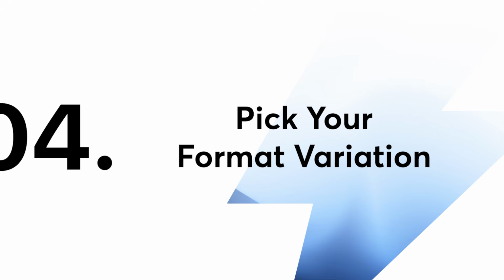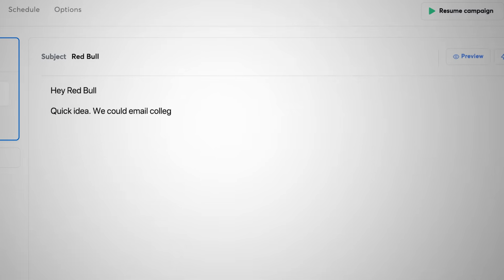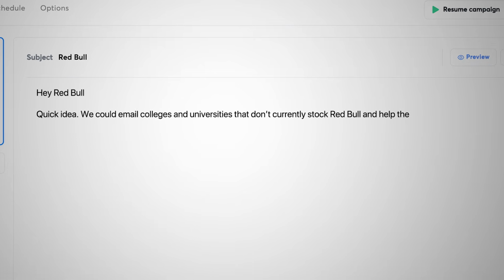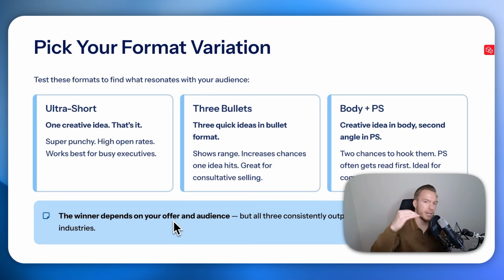And so for those of you who are thinking, I don't want this email to look like all the other people who watch this YouTube video, or I don't want this to be super long, we usually vary it as well. So we had a 3 bullet point format in the one that I showed you, but you also could just output one creative idea and just send 1 sentence with a creative idea. So for me, if I was reaching out to Red Bull, I would say, hey, we could cold email colleges and universities who don't currently stock your product and make sure it's available for the students or something, right? Just so that it's hard hitting, straight to the point.